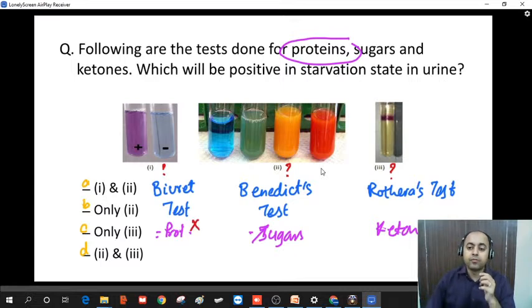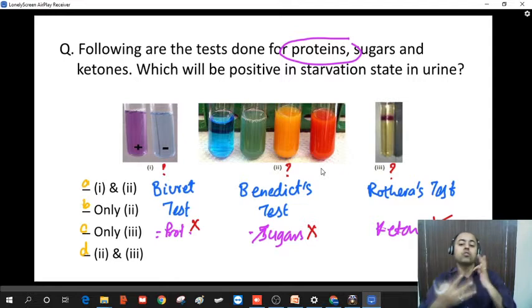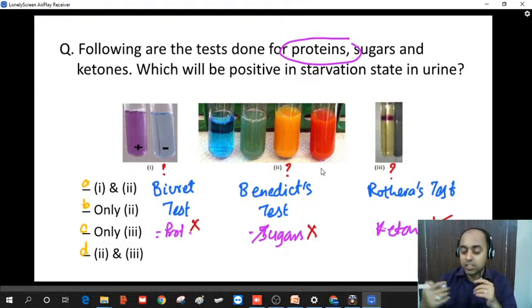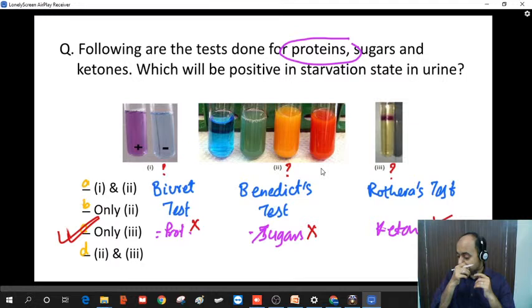In starvation, no protein. Will sugar be there? No. Starvation, hypoglycemia, no sugar. Will ketone bodies be there? Yes, the ketone bodies can be there in patient of starvation. More and more of ketone bodies will be formed. It is a condition of ketosis which subsequently gives rise to the ketoacidosis. So the correct answer is only the ketone bodies in the urine, which is detected by the Rothera's test.